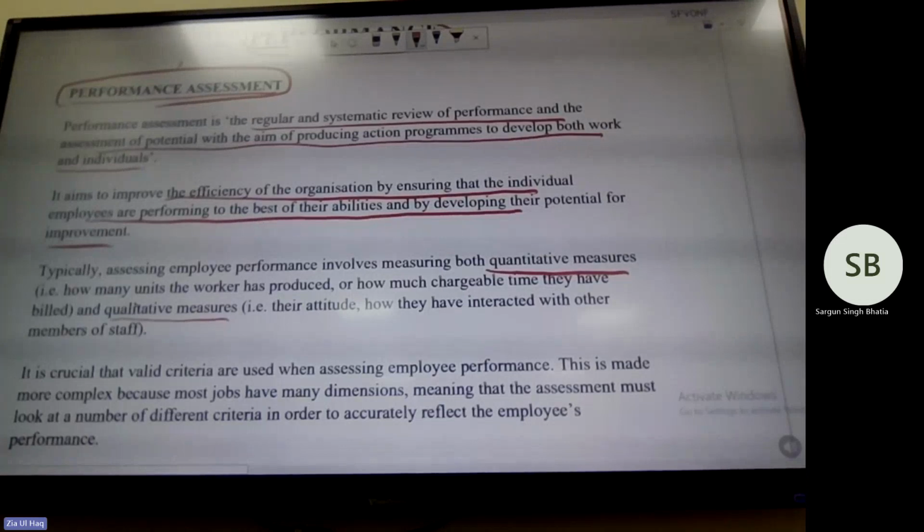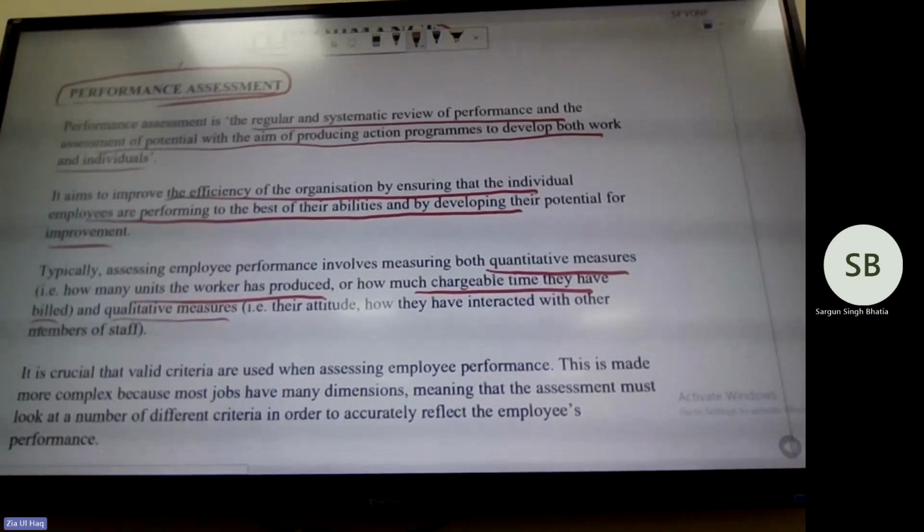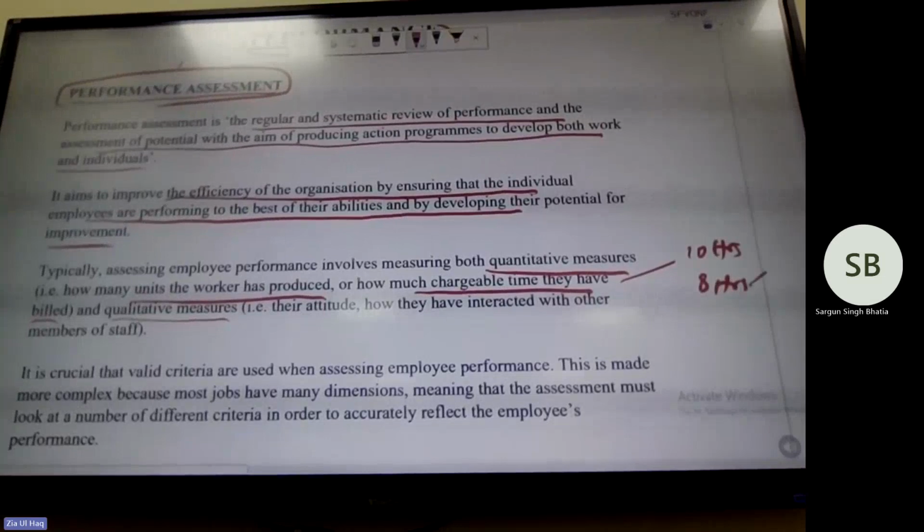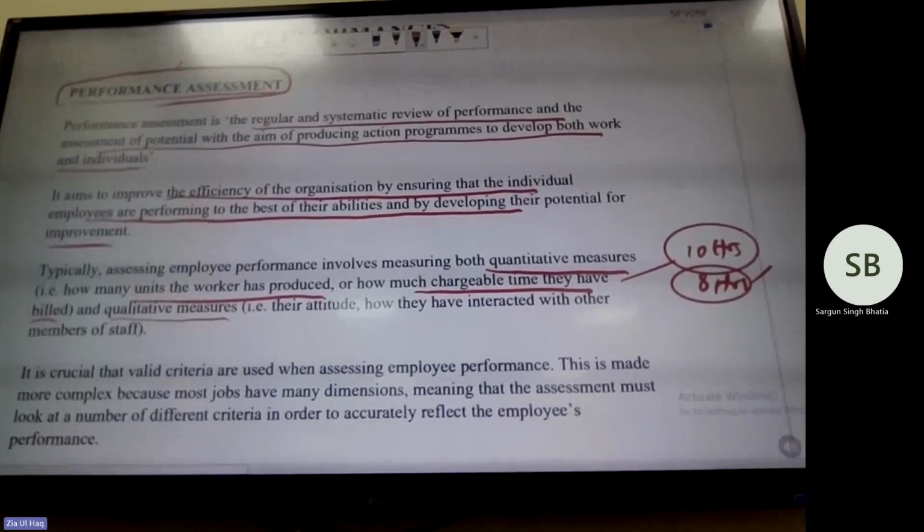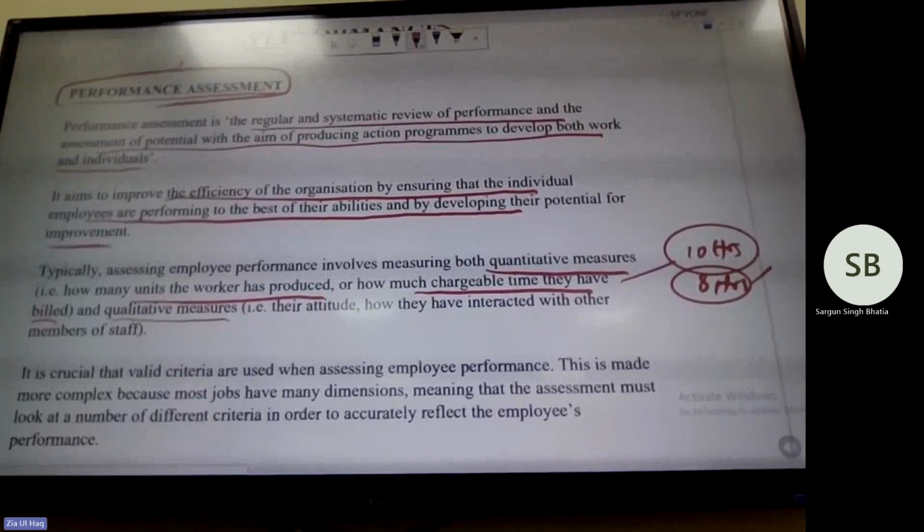In terms of numbers, how many units that employee has produced or how much chargeable time they have billed. Suppose an accountant is working part-time on an hourly basis and he is charging the organization a per-hour rate. If he has performed his work in 8 hours, obviously the organization has to pay him for 8 hours. If he has completed the work in 10 hours, this means the organization has to pay him for 10 hours. So measuring units produced or time taken to produce the task is called quantitative measurement.